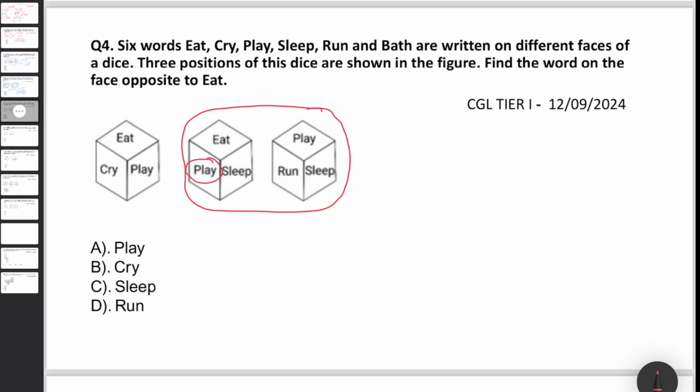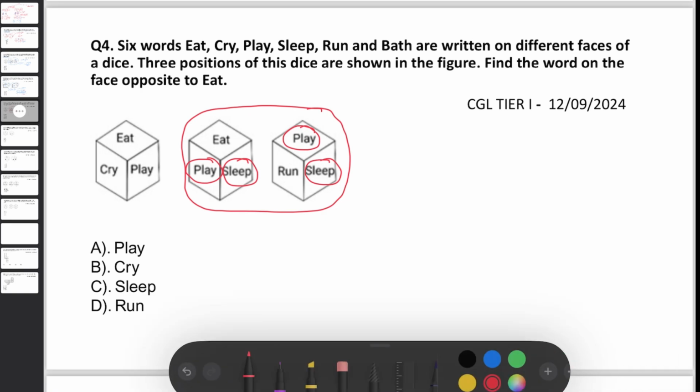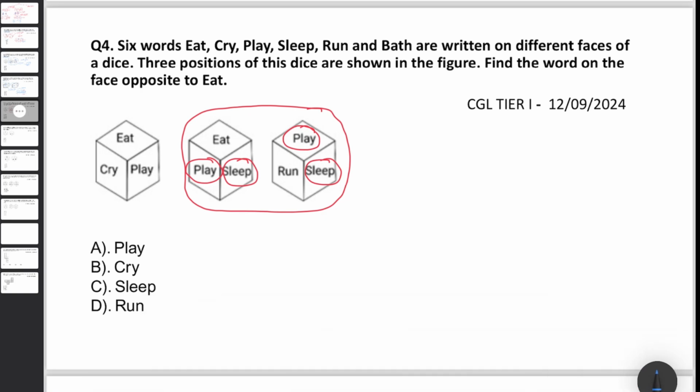Play is here. Sleep is here. So we can solve this without any pen and paper. With practice, you will get it. What's remaining? Eat and run are remaining. So eat and run are opposite to each other. What would be the answer? The answer is run.